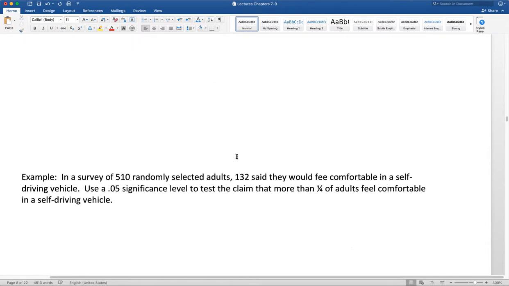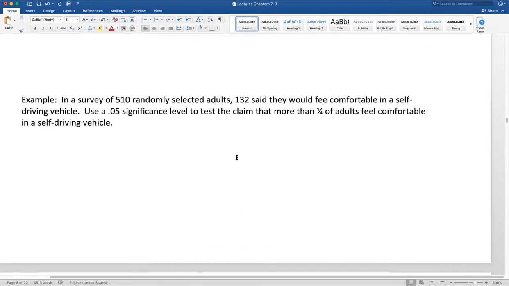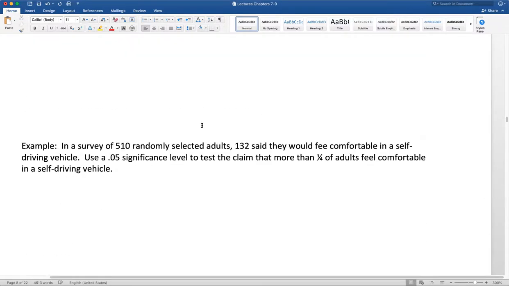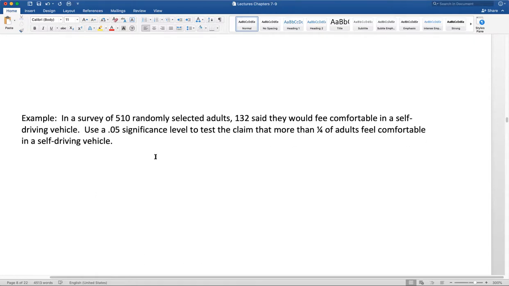Now, all the other examples are similar to what I did in this example. So let me solve one more problem. Let's see the next example. In a survey of 510 randomly selected adults, 132 said they would be comfortable in a self-driving vehicle. Use a 0.05 significance level to test the claim that more than a quarter of adults feel comfortable in a self-driving vehicle.